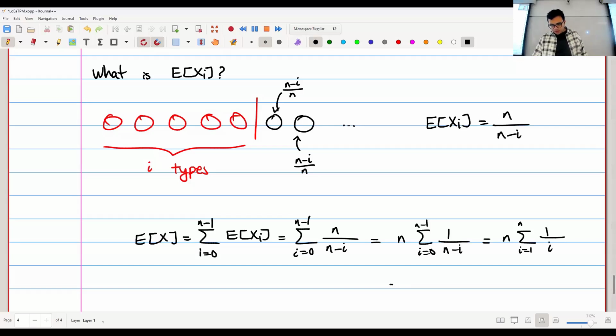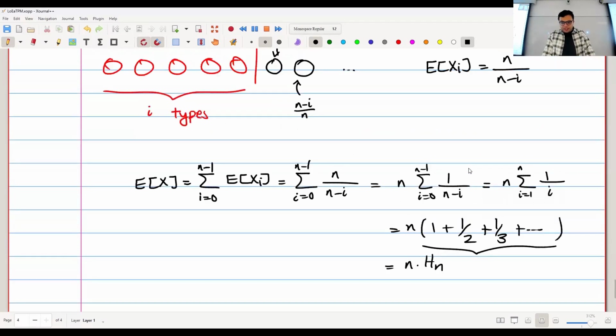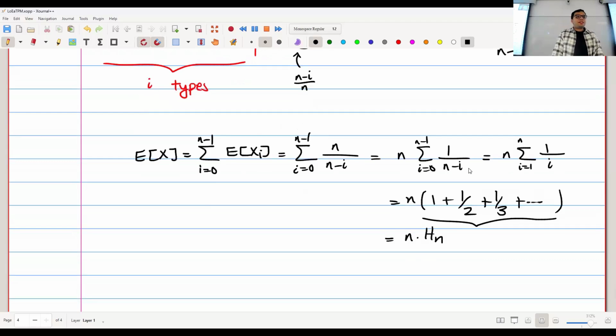I'm just changing the parameter there, which is just n times 1 plus 1 over 2 plus 1 over 3, and so on, right? And if you've passed calculus, you call this the harmonic sum for n. So this is n times H of n, and H of n is this thing. Great. And H of n is actually very close to the log of n. It's a constant factor away from log of n. So if you want to think of this as an algorithm, how long does it take? It takes almost n log n time.